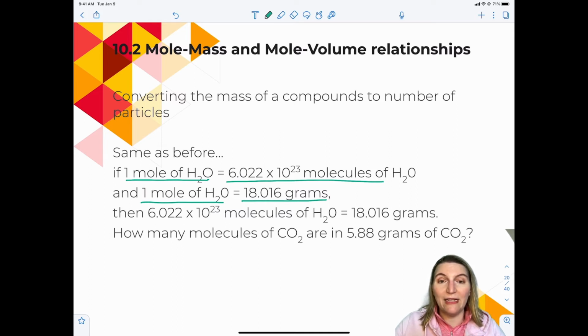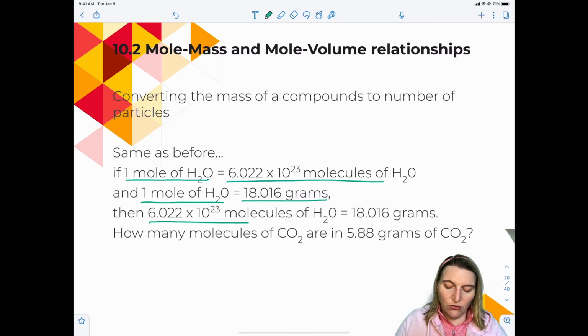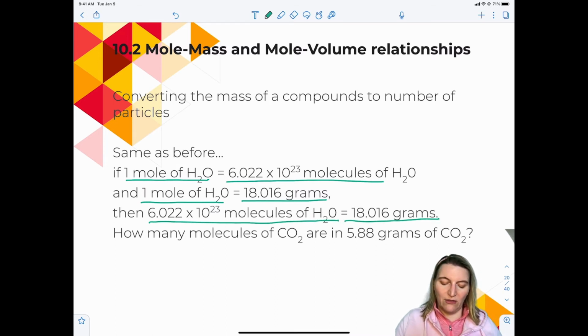Think about in geometry, you did this all the time. If two things are equal to the same thing, then they must be equal to each other. So what does that mean? If 1 mole is equal to 6.022 times 10 to the 23rd and 1 mole is equal to 18.016 grams, then 6.022 times 10 to the 23rd molecules must have a mass of 18.016 grams. And this will allow us to count by mass.